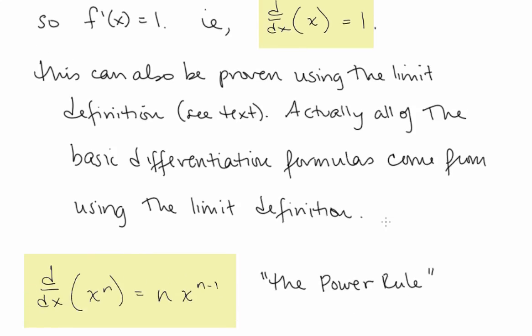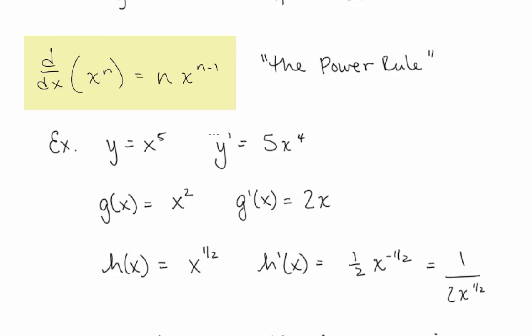Let's take a look at another. This is the power rule. The derivative of x to the nth power is n x to the n minus 1. So for example, for y equals x to the fifth, y prime, the derivative function, is going to be 5x to the fourth. Here n is equal to 5, and so the derivative is 5x to the fourth, n x to the n minus 1. Another example, g of x is equal to x squared, then g prime of x is equal to 2x to the first, or 2x.